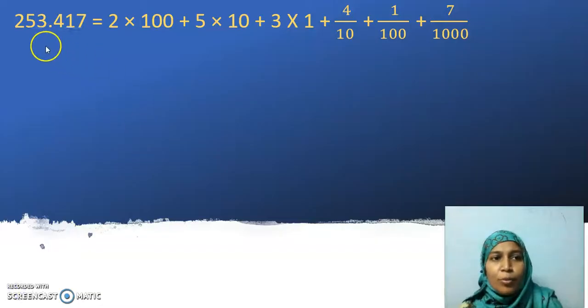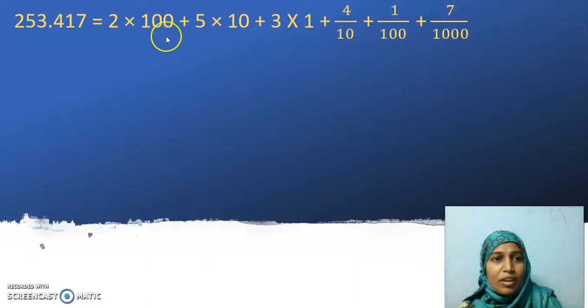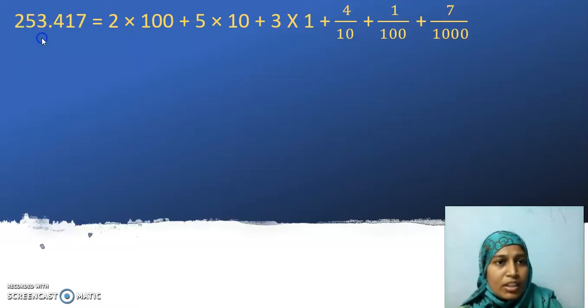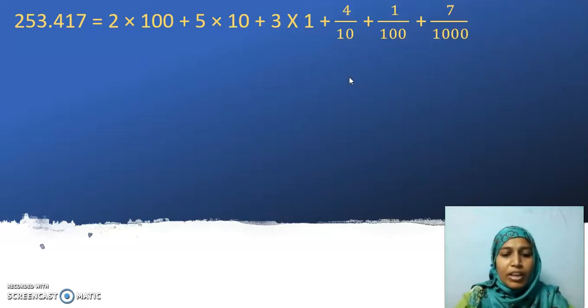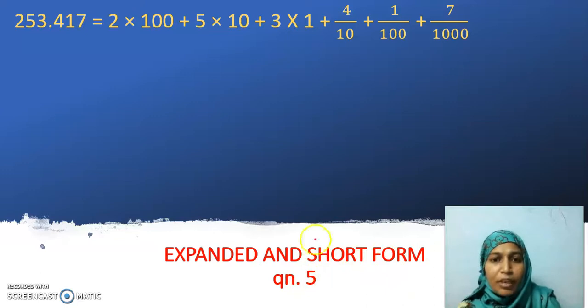I'm sorry, children. Now we have a number 253.417. And how have I written it in a very big form? It may look very twisted, but it is very simple, my dear children. What is the place of all these numbers? You know, this is in ones, tens, hundreds, and after this we have tenths, hundredths and thousandths. Is it clear, my dear children? And that's the thing. I have expanded it. So you are going to learn about expanded form and short form, and this is question number 5. Place and place value that we saw a little bit before is question number 6 in your book. Is it clear, my dear children?